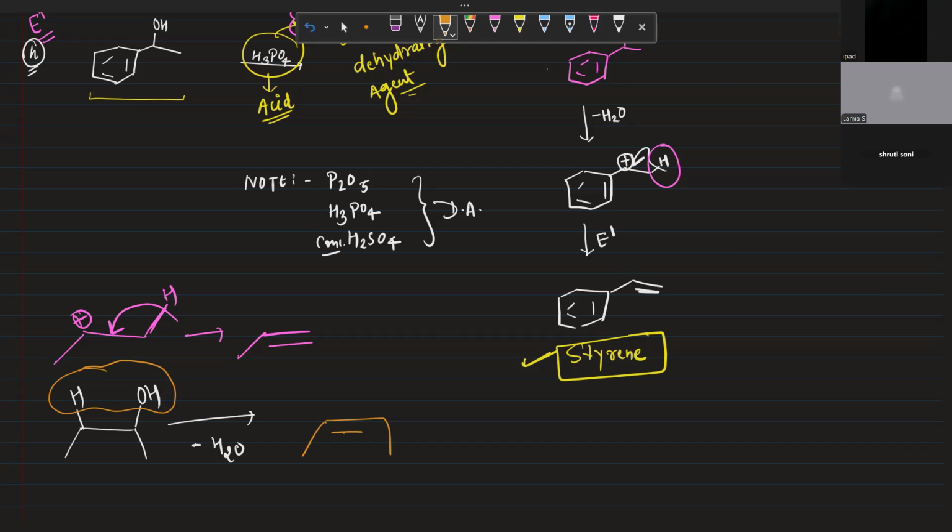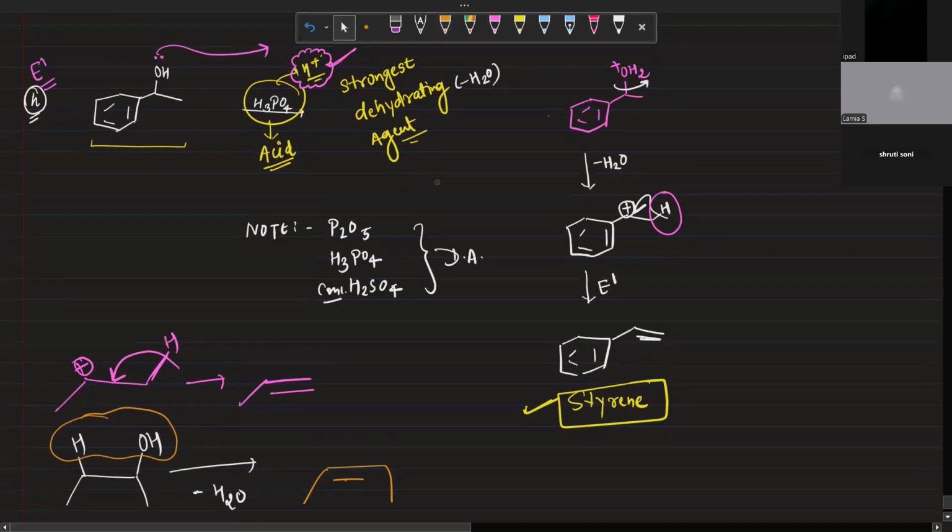So what is an E1 reaction? E stands for elimination. One means there is one step, and one carbocation will be formed. So in an E1 reaction, a carbocation always forms, and at the nearby carbon there must be a hydrogen present. With the help of that hydrogen, the elimination will proceed.